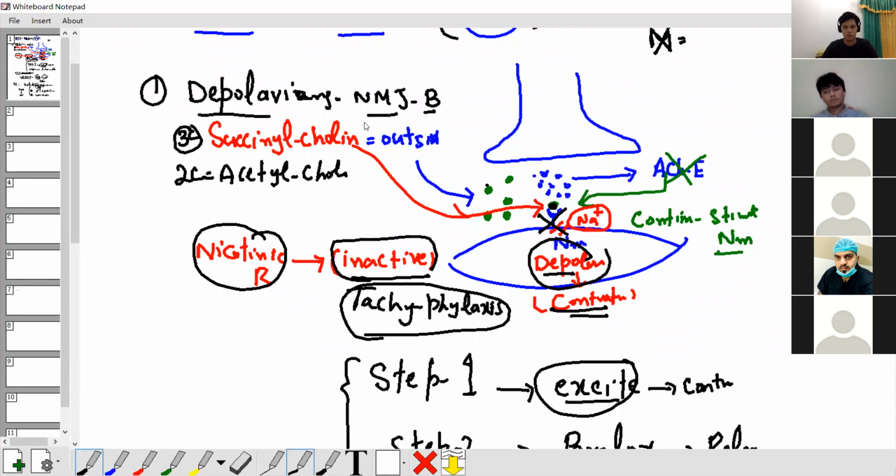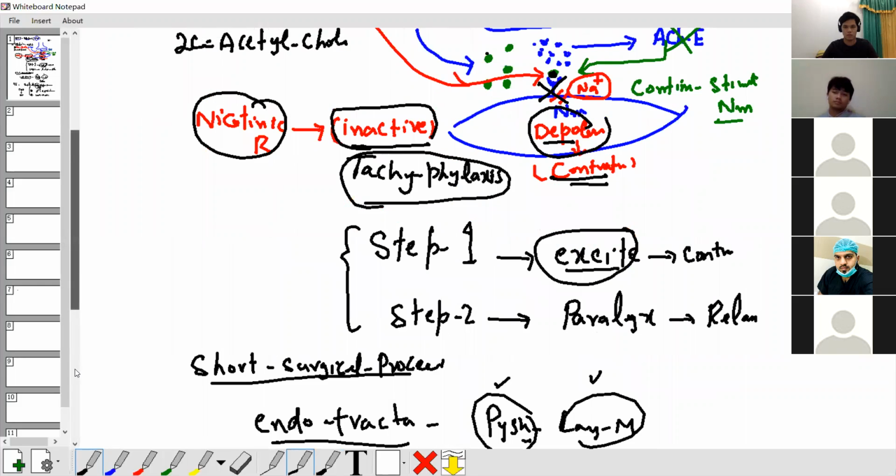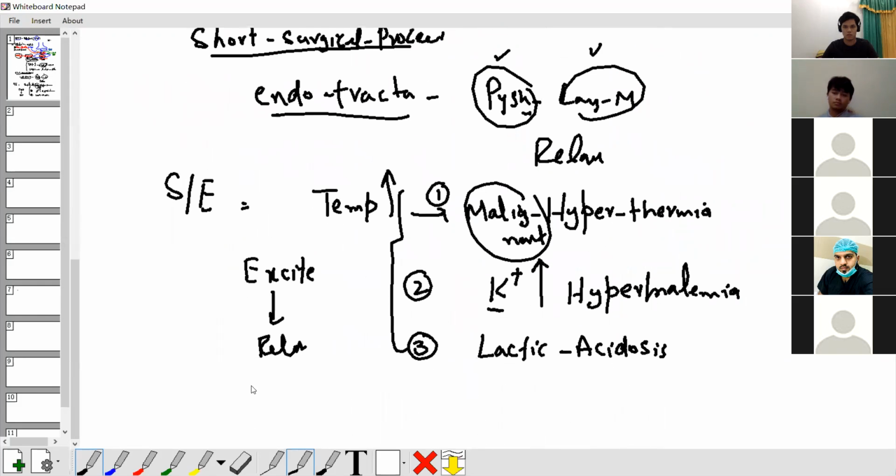So this drug works in two phases. Step one, excite the muscle strongly. Step two, relax the muscle. Understand? So this drug has more side effects. Keep in mind a very important thing here: if a patient has renal failure, can you use this drug in a renal failure patient?